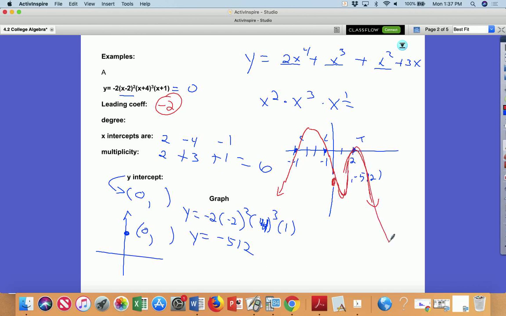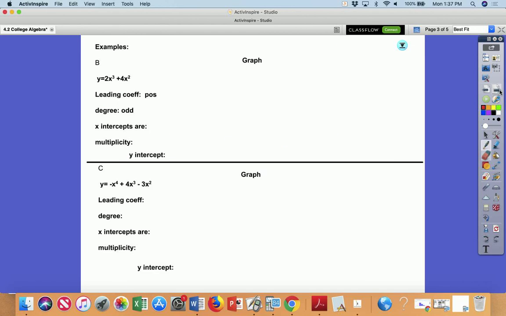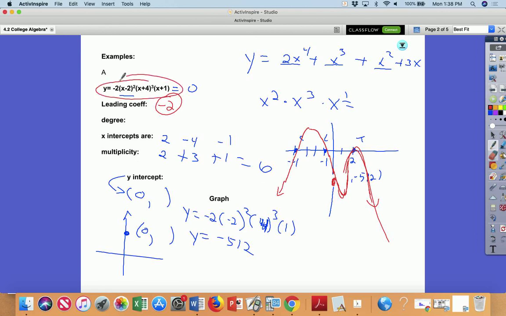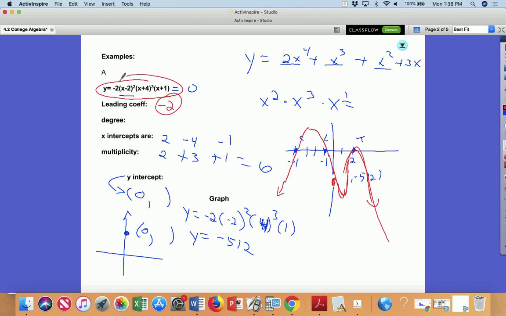Okay. Give me a question. All right. Does this function look the same as the other function? What's going on? This one is in standard form. This one is in factored form, right?